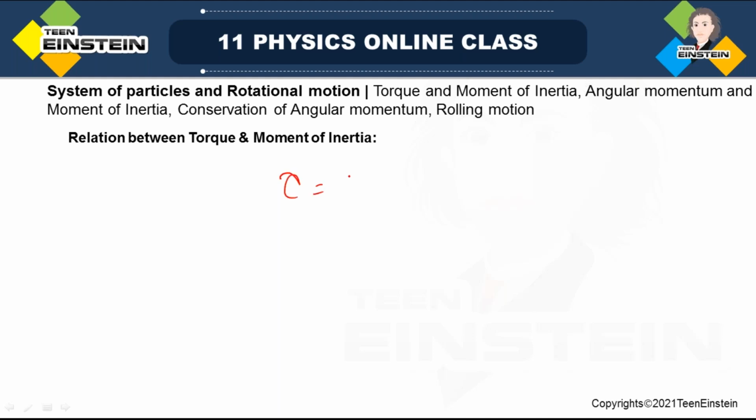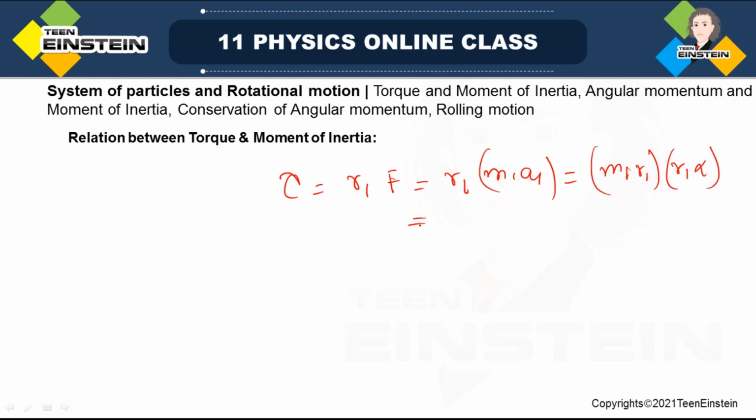see, torque is r1 F, r1 m1 a1. a1 was written as r alpha. So you look, I can write m1 r1, and this can be written as again r1 alpha. Alpha, the angular acceleration, does not change because angular velocity is the same for all particles in the rigid body. So this angular acceleration will also be the same for all the particles. So I can write m1 r1 square alpha. I would have taken this as tau on the particle 1, so tau1.